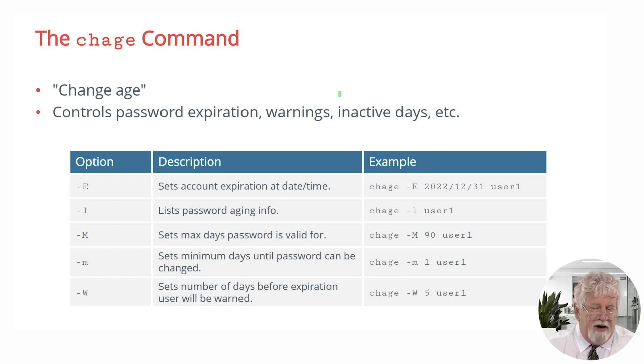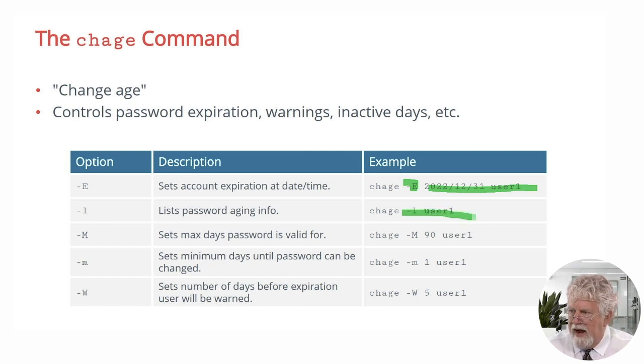So as the administrator, I can control these things by using chage. So here's my chage command, and you can see with chage, there with an E, I'm setting what's called the drop dead date or expiry. User 1 better change their password before this date or their account will be locked.